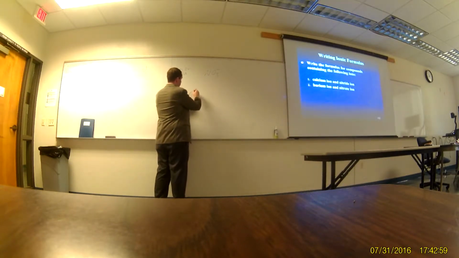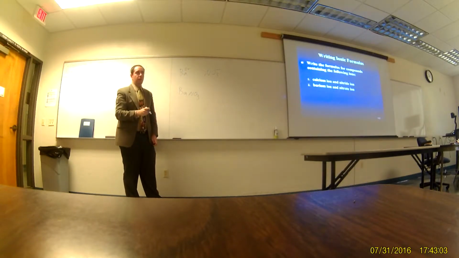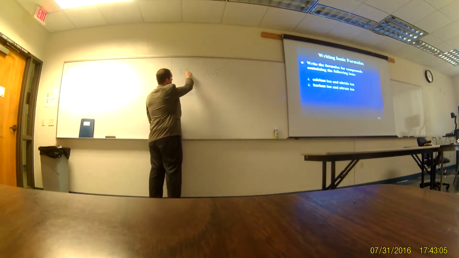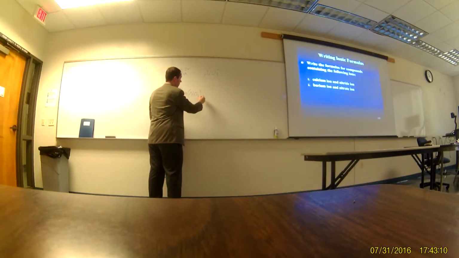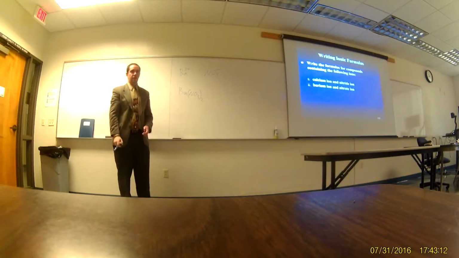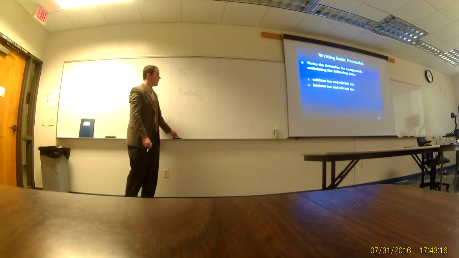Ba, NO3, now what? Now you put those in parentheses. Right, because this 2 is going to be here, I have to put NO3 in parentheses. So we have 1 barium and 2 nitrates.